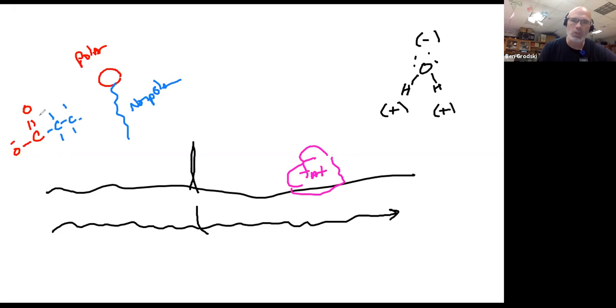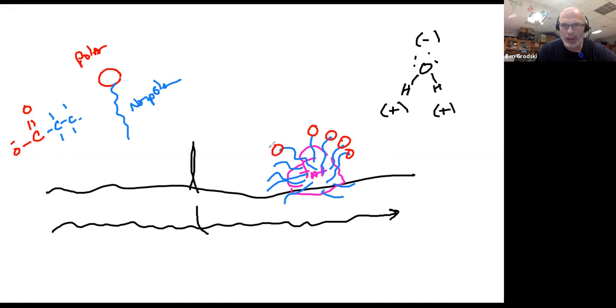And so when we use soap, what happens is the non-polar tail will jump and be attracted to the fats. So they call it a micelle. All the non-polar tails jump in, and the polar heads of these fat molecules stay outside. And they deal with the what? With the water. The water, H2O, can attract these.